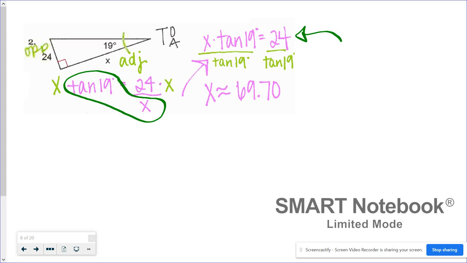And so x isn't entirely all by itself just yet. It's x times tangent of 19. So if I divide both sides by tangent of 19, that's how I can get x all by itself. And then I can calculate 24 divided by tangent of 19. That's how I got the 69.7.